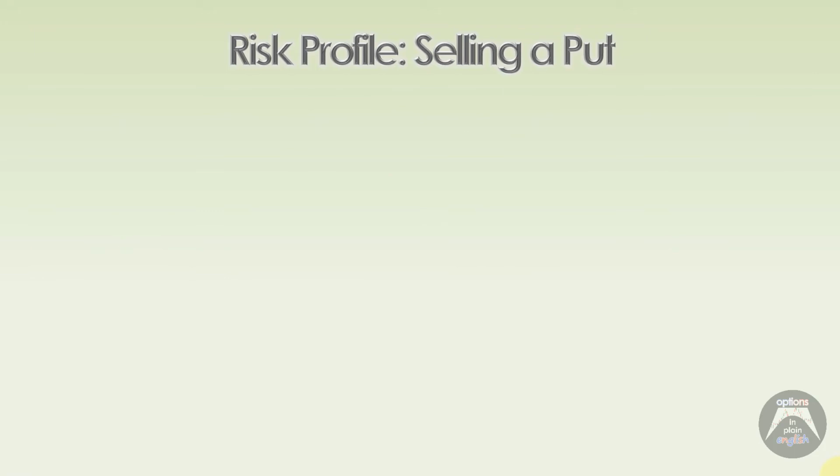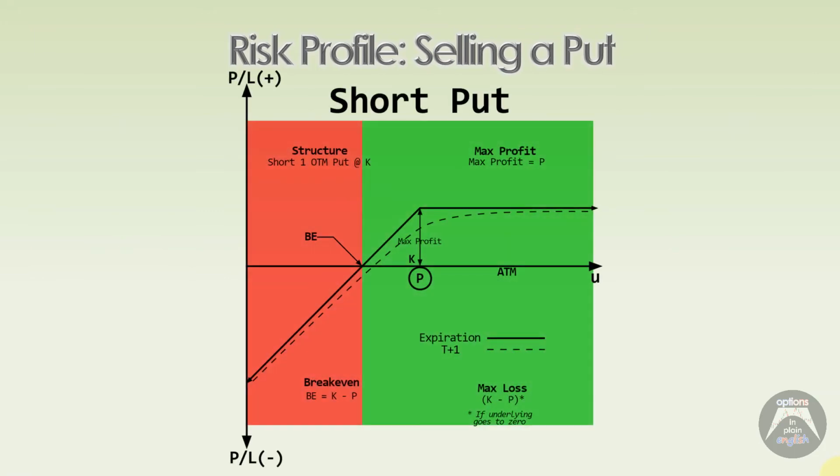Now let's take a look at this strategy, and let's start analyzing it so that we know what we're talking about. Here you can see the green area is the profitable area, and the red one is of course the unprofitable, so the one where you lose money. So this is a bullish position.